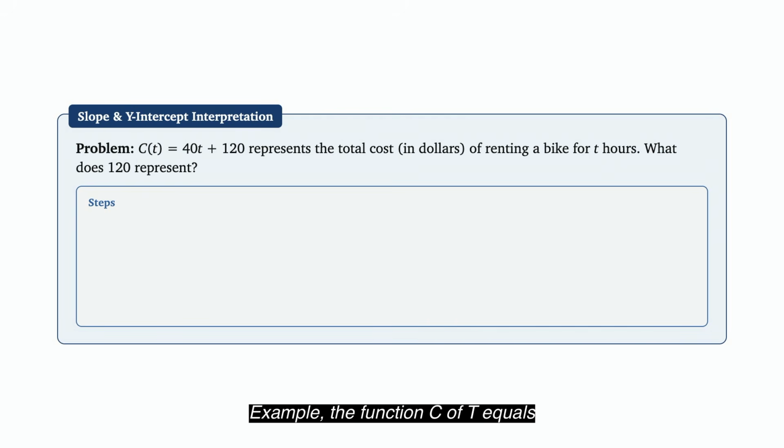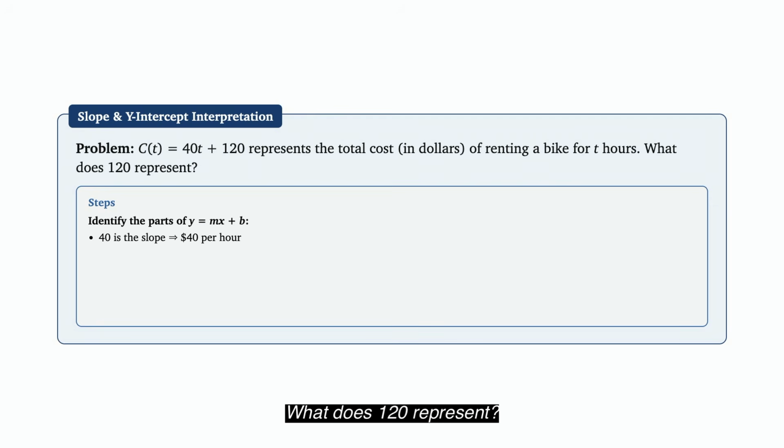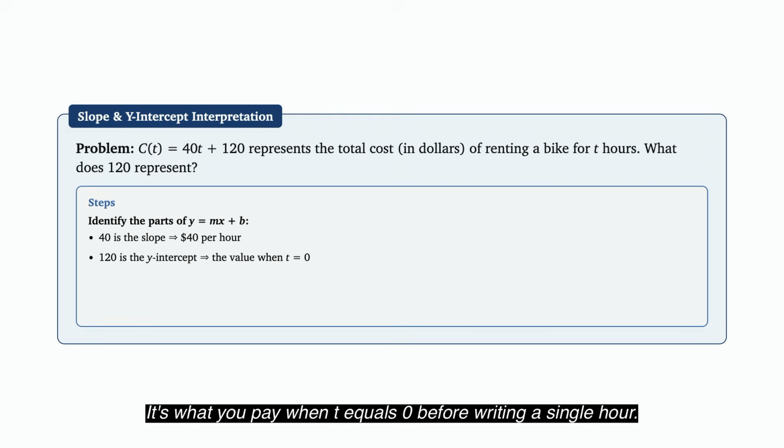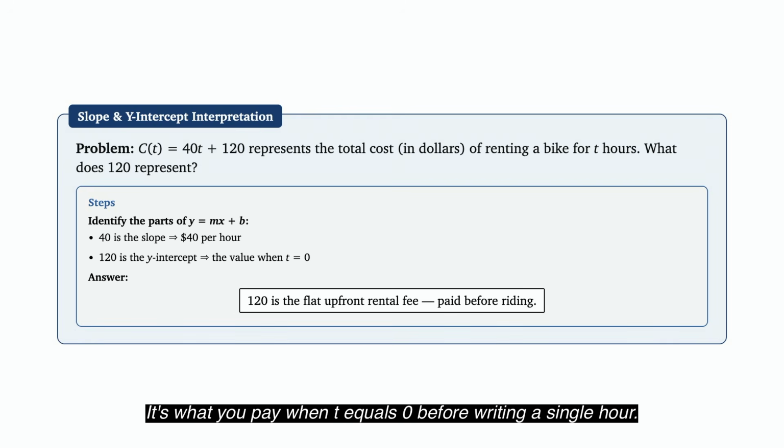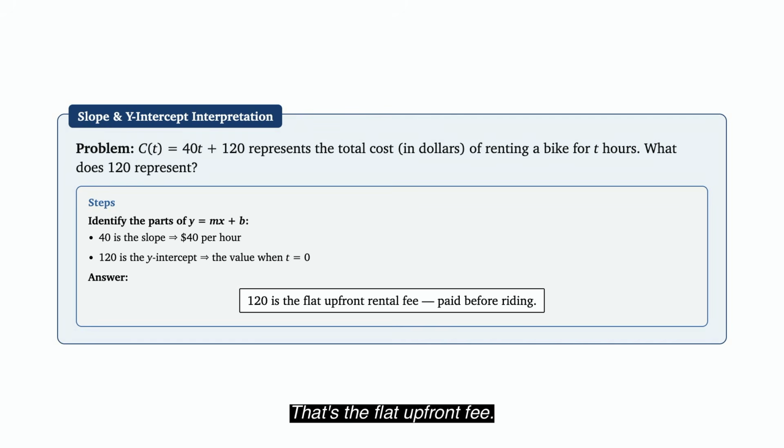Example: the function C(t) = 40t + 120 represents the total cost in dollars of renting a bike for t hours. What does 120 represent? The 120 is the y-intercept. It's what you pay when t = 0, before riding a single hour. That's the flat upfront fee. The answer is: 120 represents the initial rental fee.